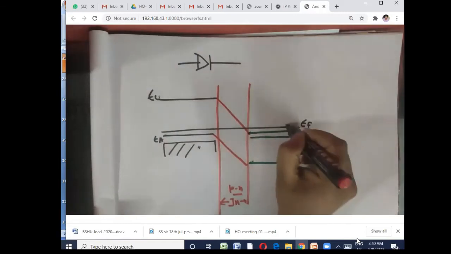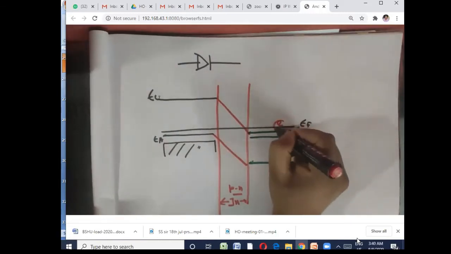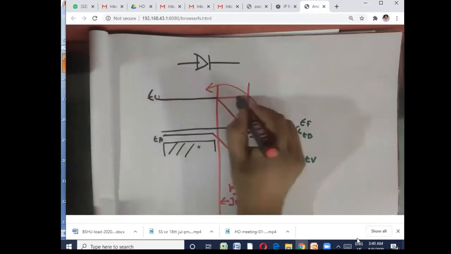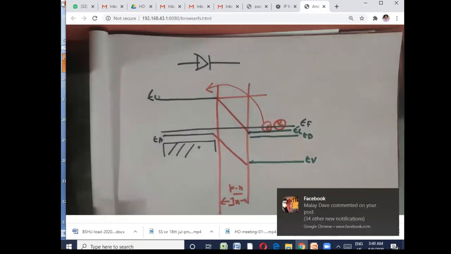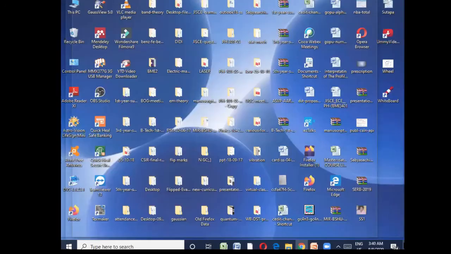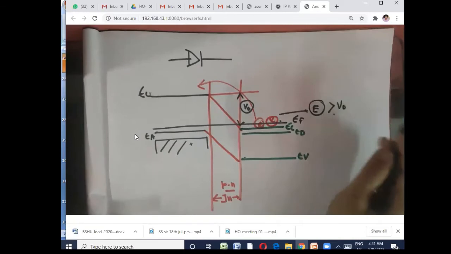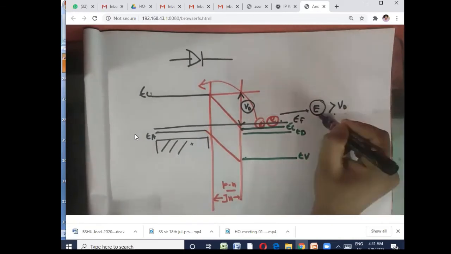So if an electron has to go from the conduction band of this side to the other side, it should have more energy than this energy gap. It should have more energy than this gap. If it is V0, normally if the electron energy E is greater than V0, it can go to the other side. But now it doesn't have more energy, so it can't go to the other side. So how do you do it? You have to energize it. You have to increase E.